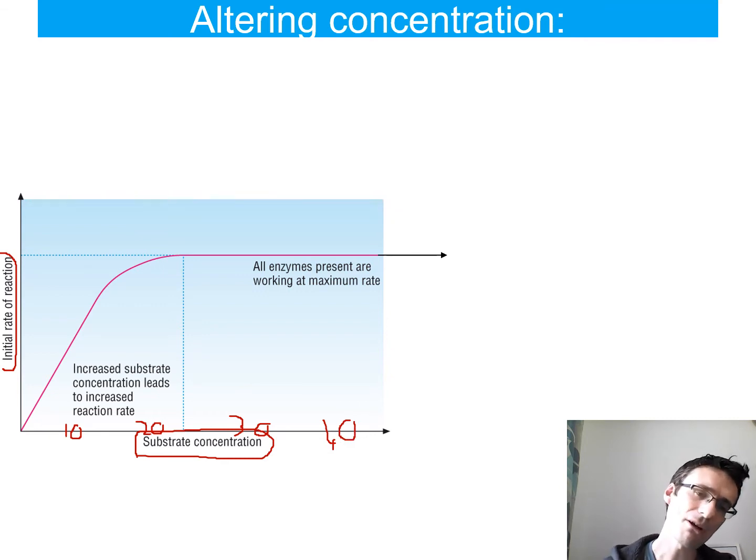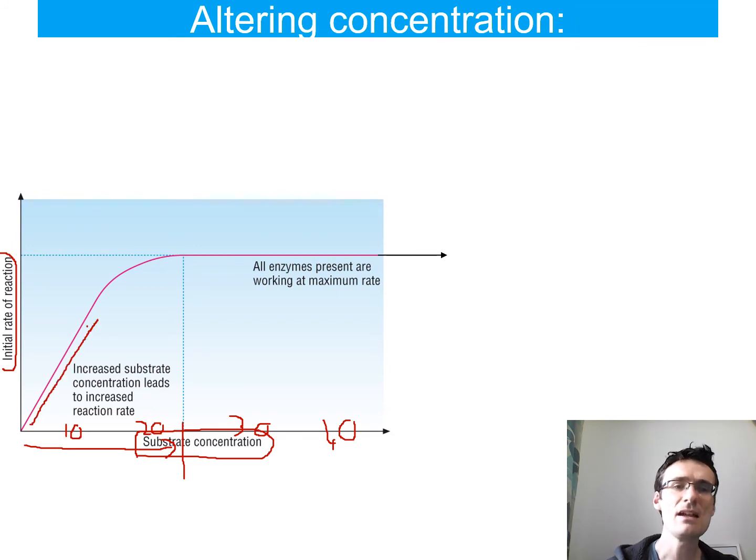What this is showing us is as we go from 0 to 10 to 20, and then just above 20 to about this point here, as I increase the substrate concentration, my rate of reaction increases. That is showing me that at that point, until this line here, substrate concentration in this reaction is the limiting factor. It is the thing that if I add more substrate concentration to the mixture, I will have an increased rate of reaction.